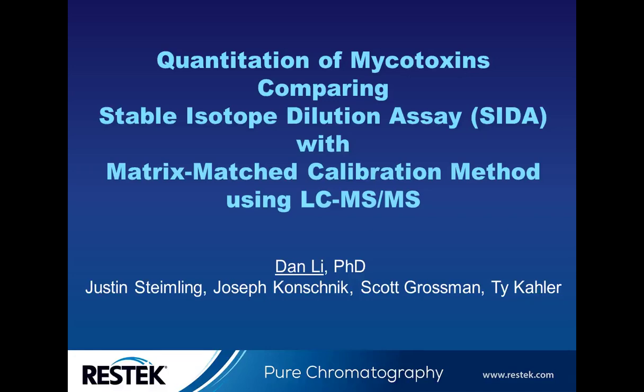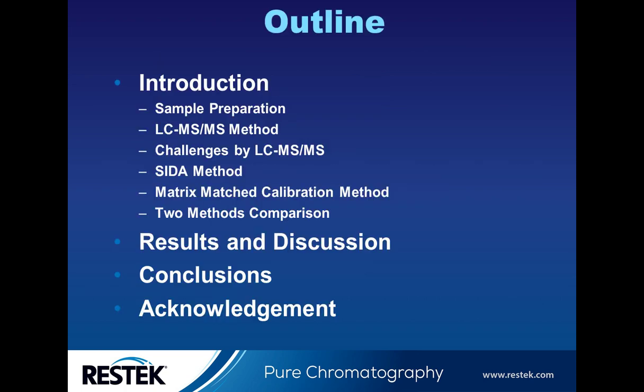So today I'm going to talk about mycotoxins and how to use two different methods to calculate how much mycotoxin is in your food. One method is called a stable isotope dilution assay, and the other is called a matrix matched calibration method. And in today's presentation, I'm going to cover the following aspects.